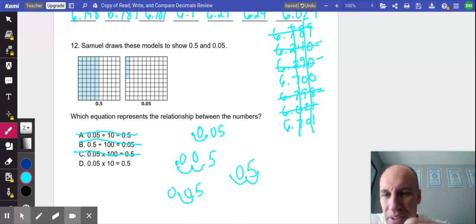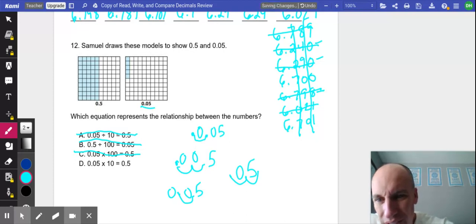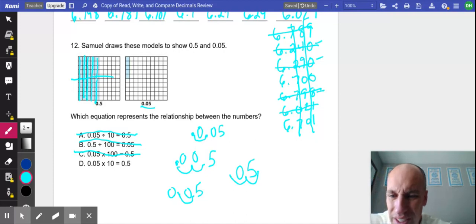So what it's essentially saying, we have 5 hundredths over here, and if we take 10 of those, so there's 1, 2, 3, 4, 5, 6, 7, 8, 9, 10. So there's 10 of them. Then you get 1/2 or 5 tenths.